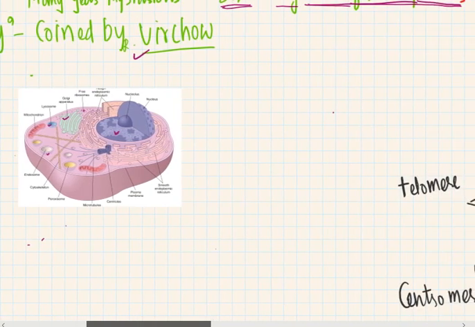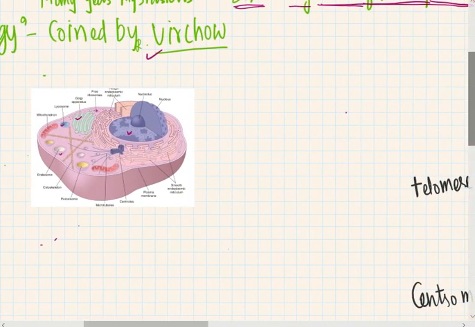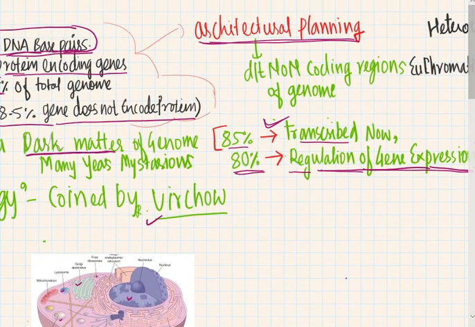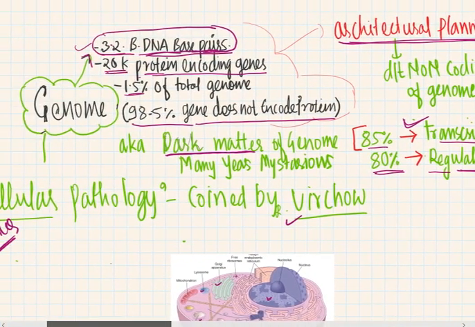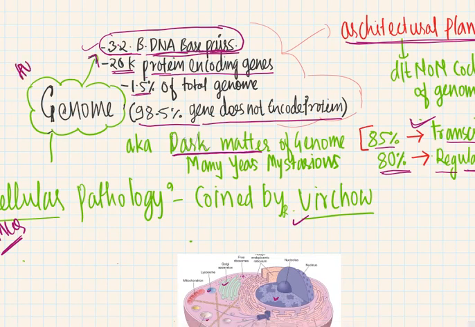So genome. Okay guys, the human genome is made up of 3.2 billion DNA base pairs. Of these 3.2 billion DNA base pairs, only about 20,000 protein encoding genes are there, which is 1.5% of the total genome.